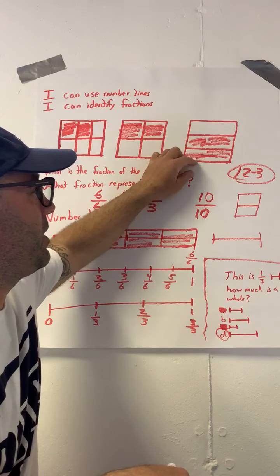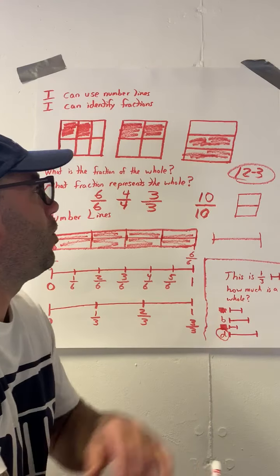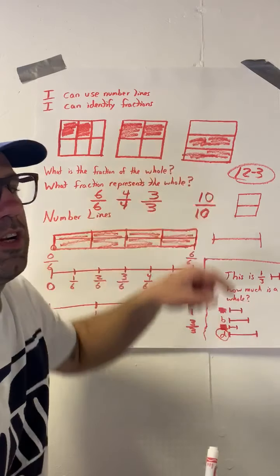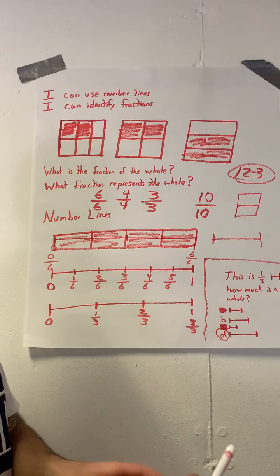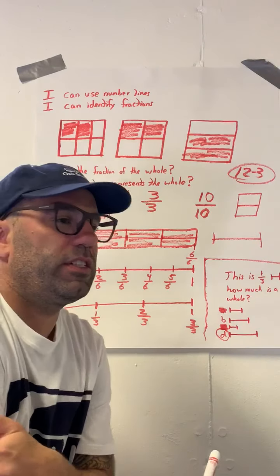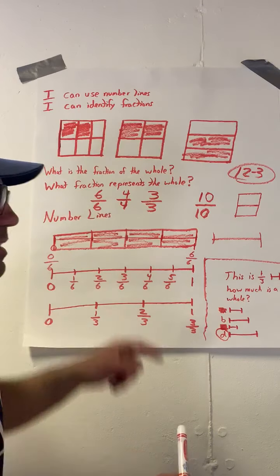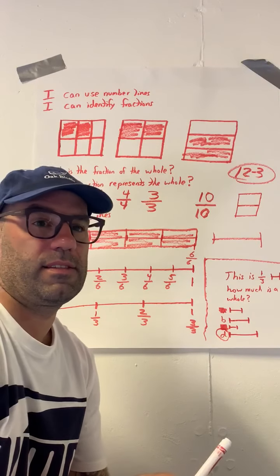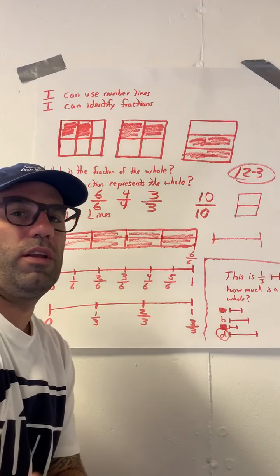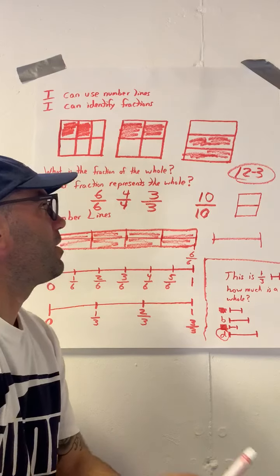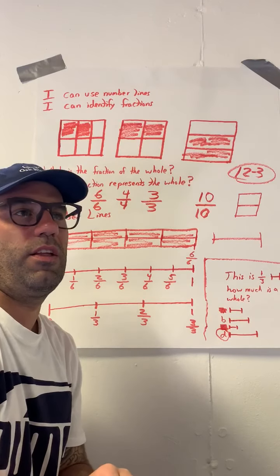This one is 3 pieces. 2 are shaded. So we'll call it 2/3 shaded or 1/3 not shaded. Sometimes they're going to ask us which fraction represents the whole. So basically, they're just asking you, what is the whole? So if it's 1, 2, 3, 4, 5, 6 pieces, the whole would be 6/6. If there's 4 pieces, we'll call it 4/4. If it's 3 pieces, the whole thing would be 3/3.